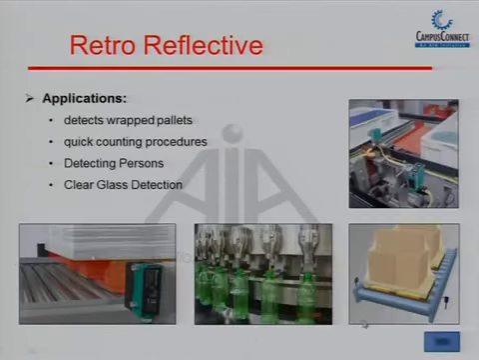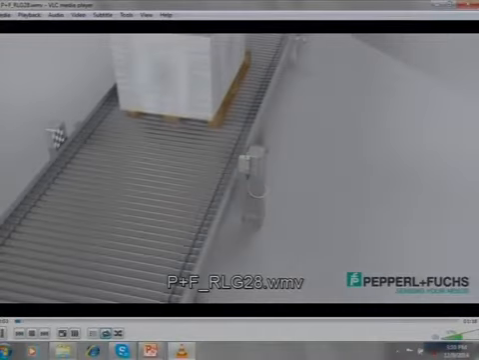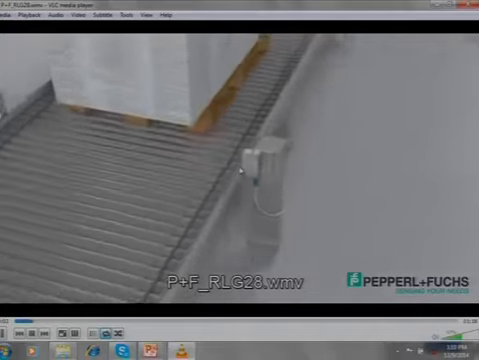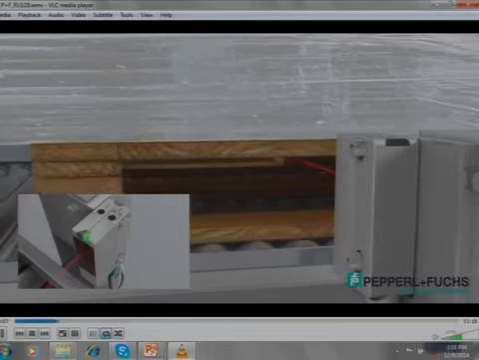Then again I will just show you a quick video about this. So, this is again a conveyor. You have this sensor on one side and the reflector on the other side. As this pellet is going, it is supposed to sense this pellet.